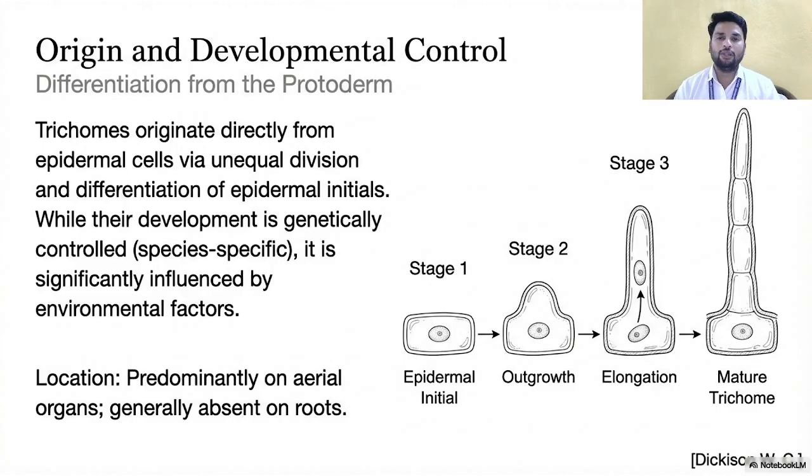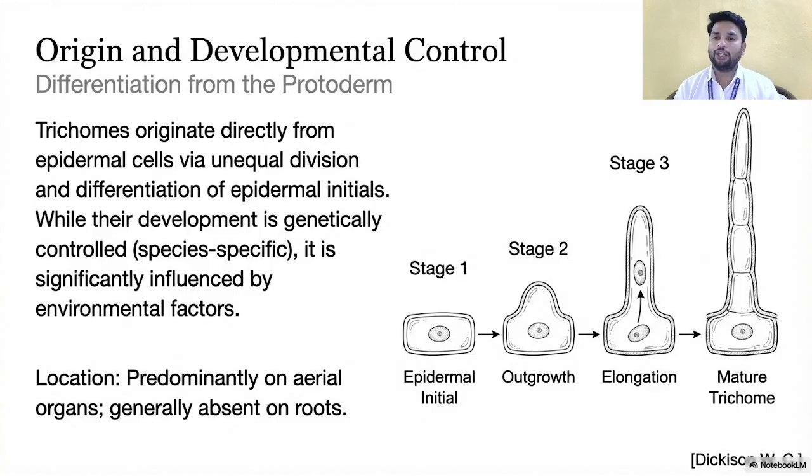Actually, trichomes develop from one of the meristematic tissues, known as the protoderm. When the protoderm differentiates, it gives rise to the epidermal cells. When epidermal cells produce an outgrowth and become elongated, that obviously gives rise to the mature trichome. So from the epidermal initial cells up to the mature trichome, such a differentiation happens. That's why our trichomes get developed.